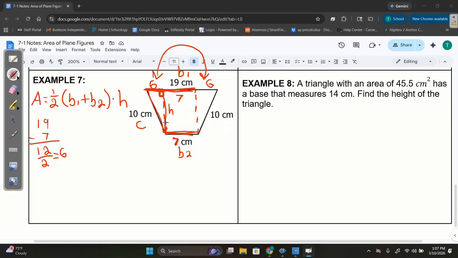Now I can use Pythagorean theorem to find out the missing height. We're going to call the diagonal C. We're going to call this space A. We're going to call the height H. Remember, Pythagorean theorem is A squared plus B squared equals C squared. My A value is 6. My B value, we're going to call the height. My C value is 10.